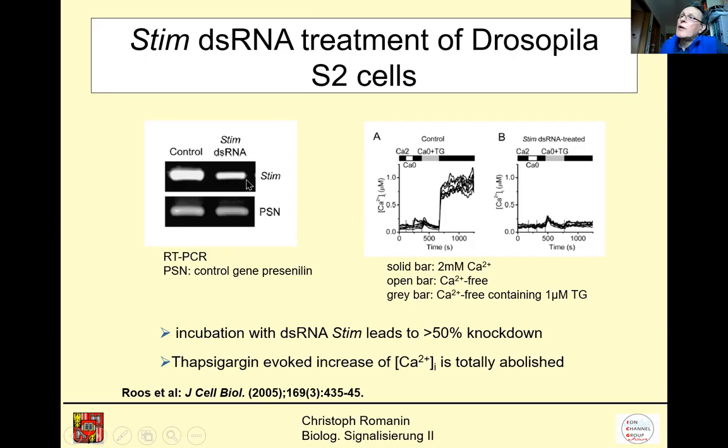And you can see here, when you check in cells which have been treated with double-stranded RNA against STIM, compared to control there's a clear decrease. It's not fully abolished, but I would say there is a decrease to about 30%. You always have to have a control RNA of another protein, here the control gene presenilin, and you can see there is no unspecific harm to the cells. And now let's go to these calcium experiments.